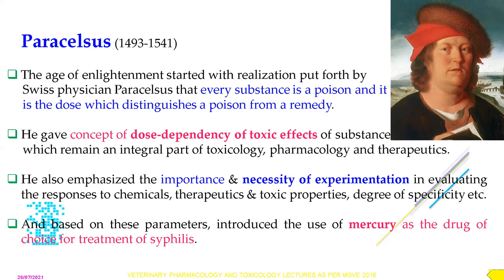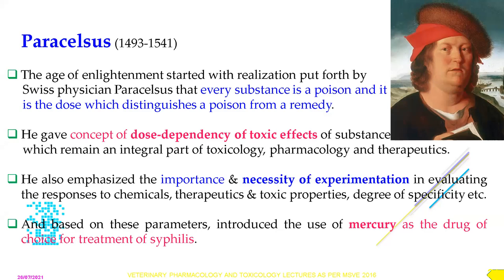He was a Swiss physician and, to repeat once again, he said every substance is a poison, and it is the dose which distinguishes a poison from a remedy. Till today, the same sentence holds good. Based on all these parameters, he introduced the use of mercury as the drug of choice for syphilis in the 14th century.